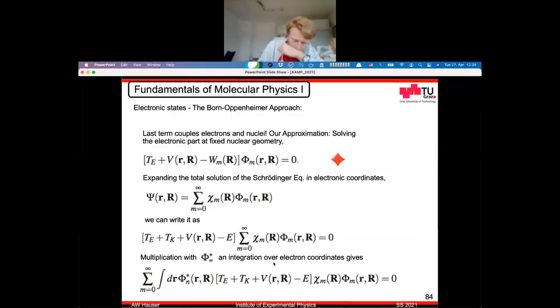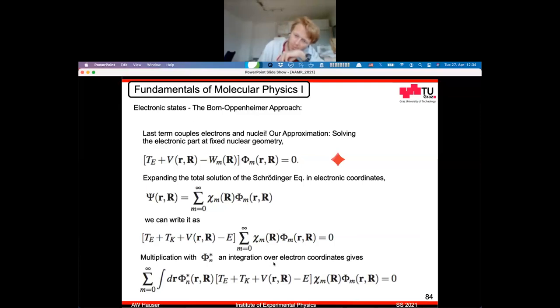Electrons in this, electrons described as an electronic wave function. So the total electronic wave function here is denoted as phi m. Okay. You can see it's written as a function which depends on r and uppercase R.